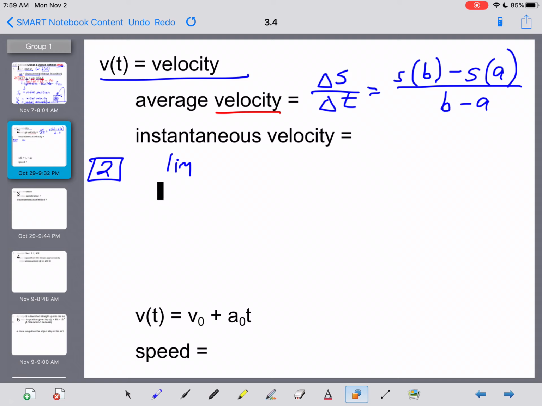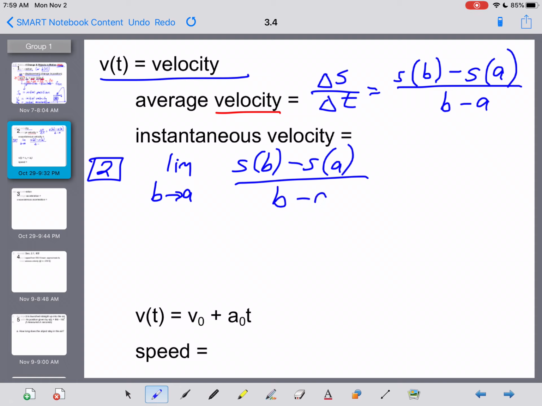So maybe the limit here, as B approaches A, of f of b minus, I guess I was using s there, wasn't I? So let me go back and do that. S of b minus s of a all over the quantity b minus a. And that's the formula here for instantaneous velocity.